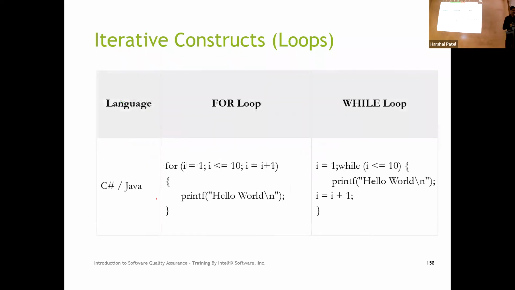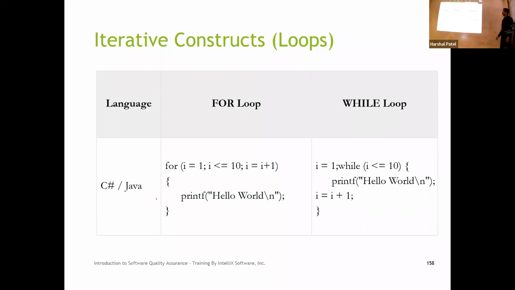Those are done through a for loop and a while loop. If I know exactly how many times, then I'll use a for loop. If I don't know how many times, but it will be based on certain conditions, then I'll use the while loop.